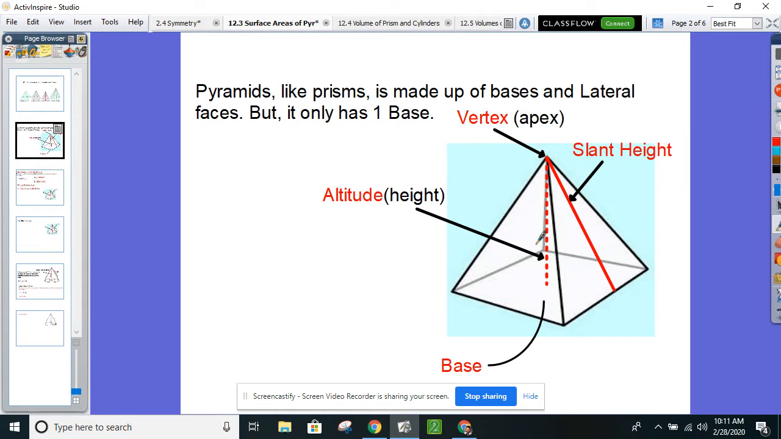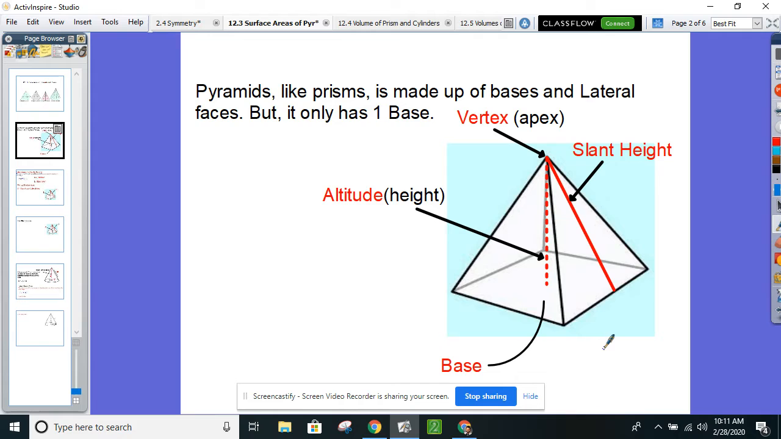You still have your lateral faces here. For example, this square pyramid. It's called a square pyramid because it has a square base. Now, the sides on a prism are all rectangles. Here on a pyramid, they're all triangles.